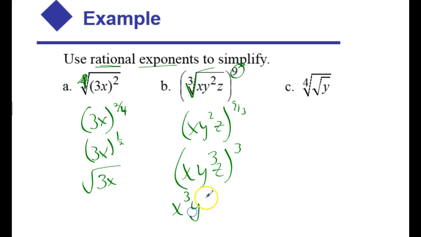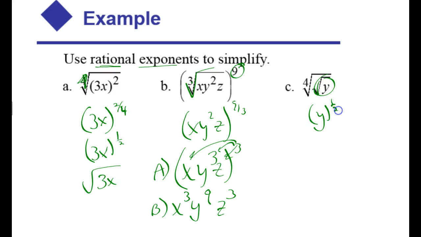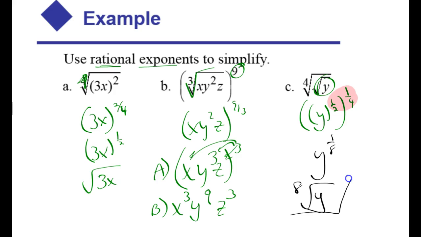I wonder what the author says is more simplified. I don't know. Maybe we'll find out. I don't know which is more simplified, A or B. I'm not even going to guess. I would take either answer. This right here is y to the 1/2, and then it's raised to the 1/4. So the power raised to a power rule says we're going to multiply those together. So we'll have y to the 1/8, which is the 8th root of y.